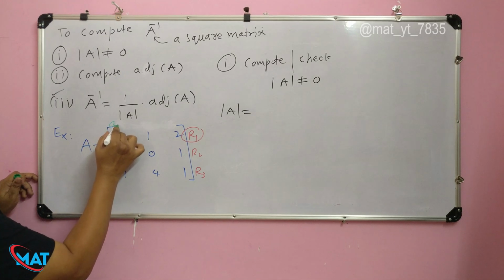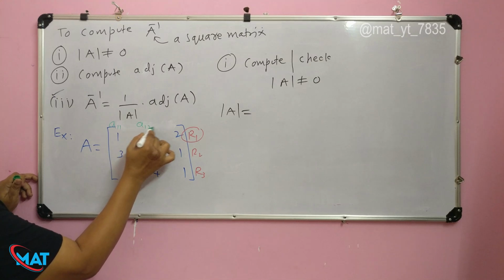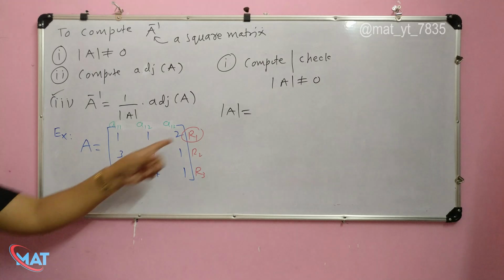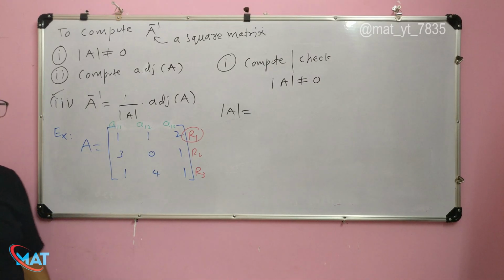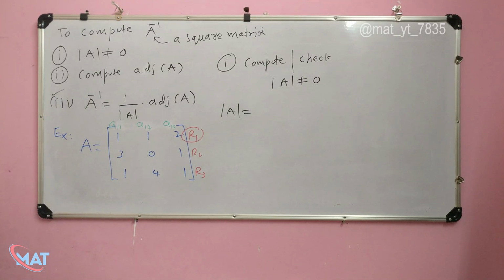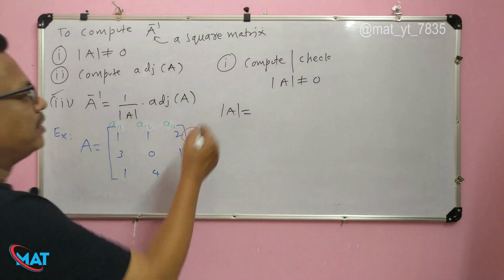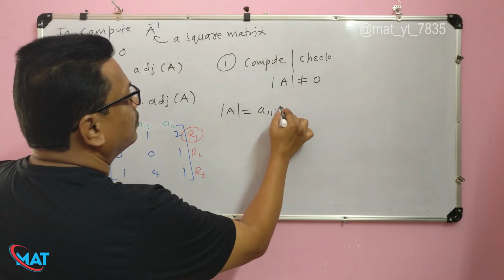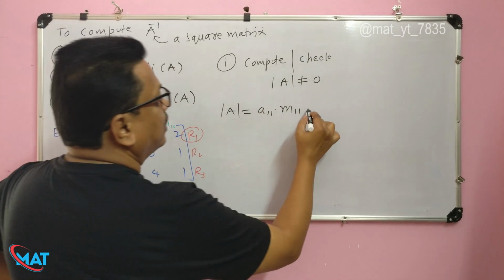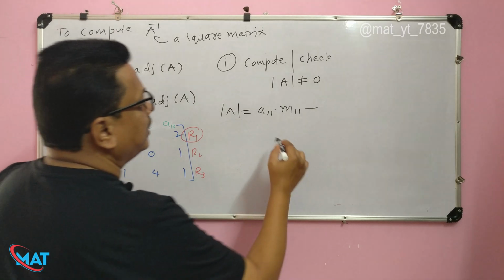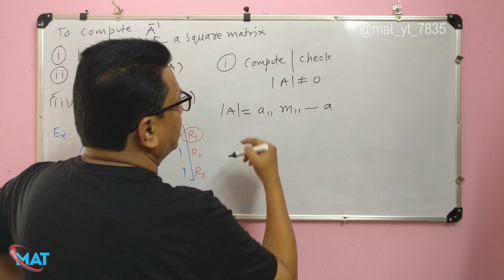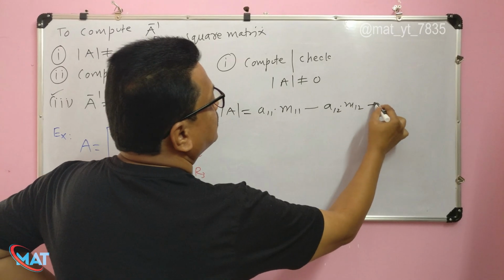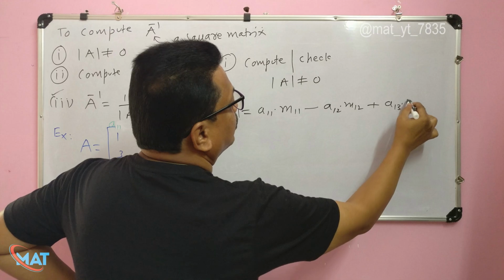When you select row 1, these elements you can denote by their original representation. It is A11, A12, A13. So I'm selecting row 1, circled 1. These are elements A11, A12, A13. For the formula I gave you that day, it is A11 into its minor, alternatively we write the sign, A12 into its minor, plus A13 into its minor.